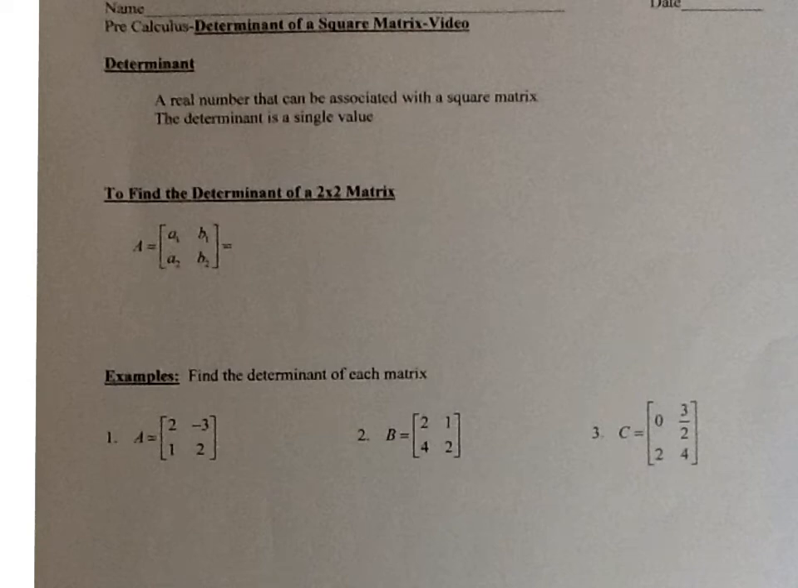So today we'll be discussing the determinant of a square matrix. The determinant is a real number that can be associated with a square matrix. The determinant just helps us find different things about a matrix. The determinant is a single value. To find the determinant of a square matrix, we're going to talk about a 2 by 2 matrix.